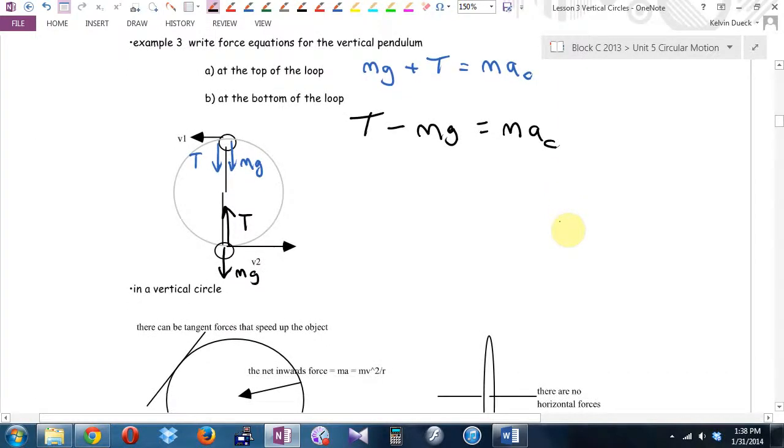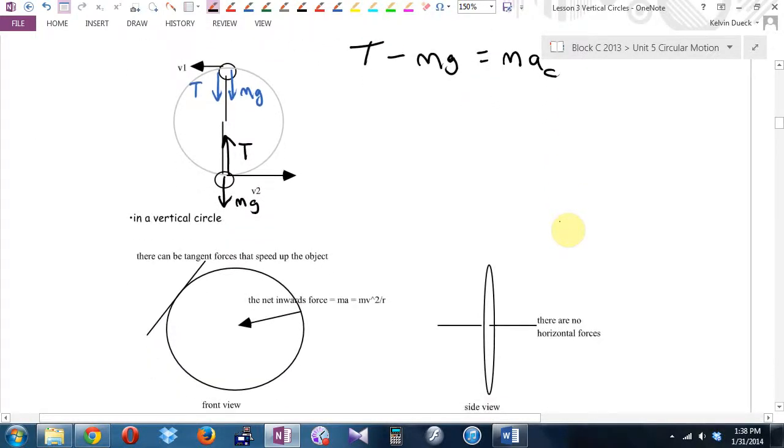So in a vertical circle, there can be tangent forces that speed up the object. Gravity in this case. So when it gets dead sideways, gravity starts to accelerate it down. As soon as it starts going back up, gravity starts to slow it down. So we have a force that's acting tangent to the radius when it's not at the very top and not at the very bottom. You still have a net inwards force of ma, which is mv squared over r, or m 4 pi squared r over T squared.